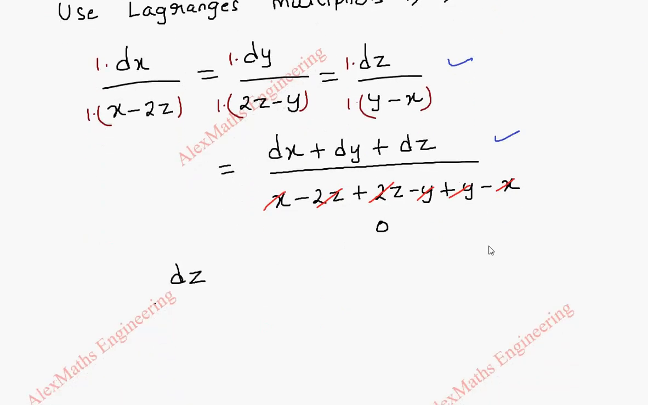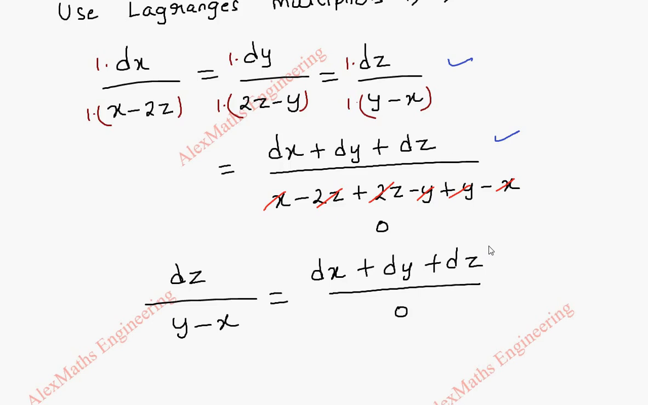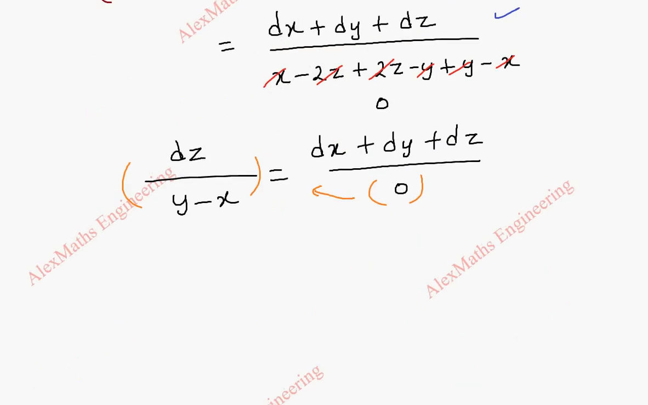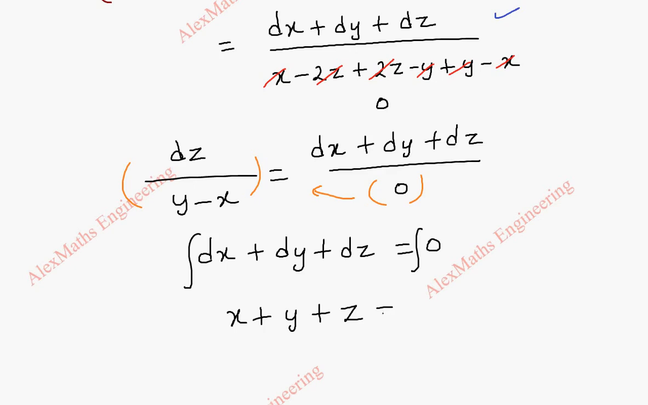That is, dz by y minus x will be this entire term, dx plus dy plus dz whole divided by 0. Now, this entire term is multiplied with 0 when we do cross multiplication. And finally, we are left with dx plus dy plus dz equal to 0. And on integration, we get x plus y plus z equal to c1, the integration constant. Let's take this as a.